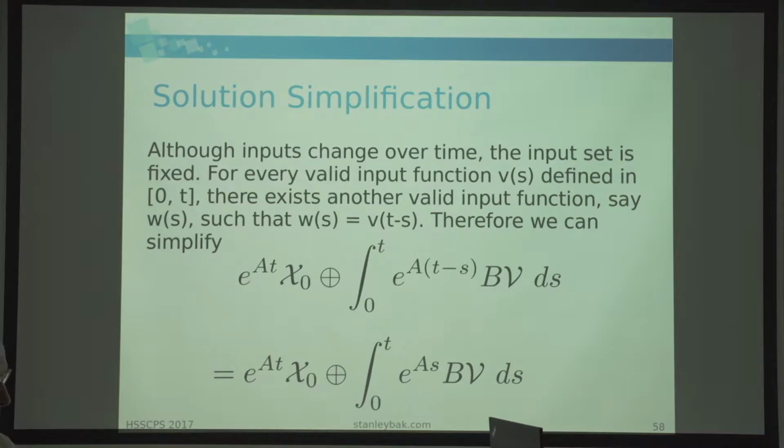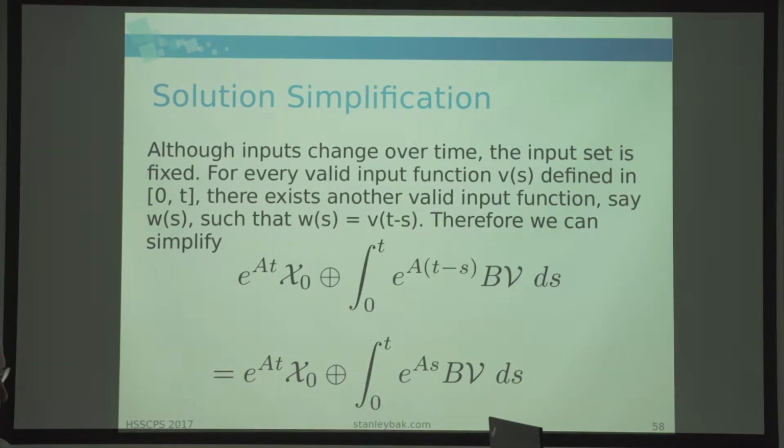So, solution simplification. The inputs will change over time, but the set of states that they're contained in is fixed. So you can imagine if you have a function that's an input that over time picks a value within this set, there's an equivalent function that basically just flips time around. So everything that happened at the end will happen at time 0 and vice versa. So you have this reflection property.